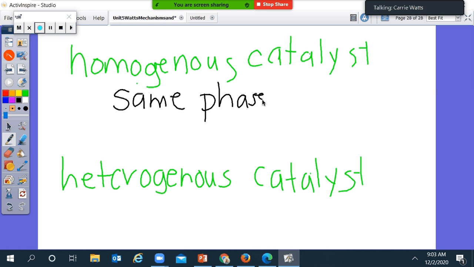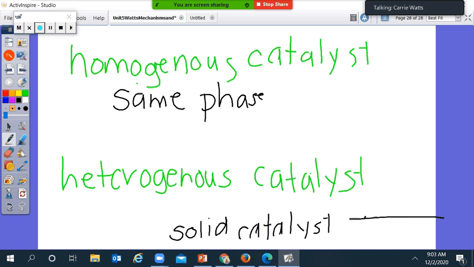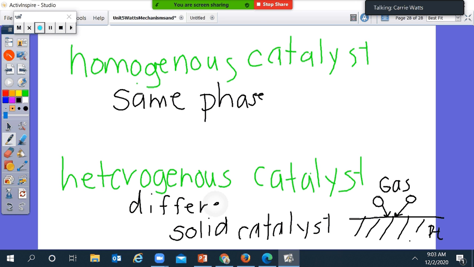So for example, they have these solid catalysts, where you have the catalyst surface, and this is like a metal, say platinum. And then you have gas particles that are reacting on the surface of the catalyst. So this would be a gas. So heterogeneous catalyst means different phase. A lot of times they'll use a solid catalyst with gas particles. So those are the two different ones.